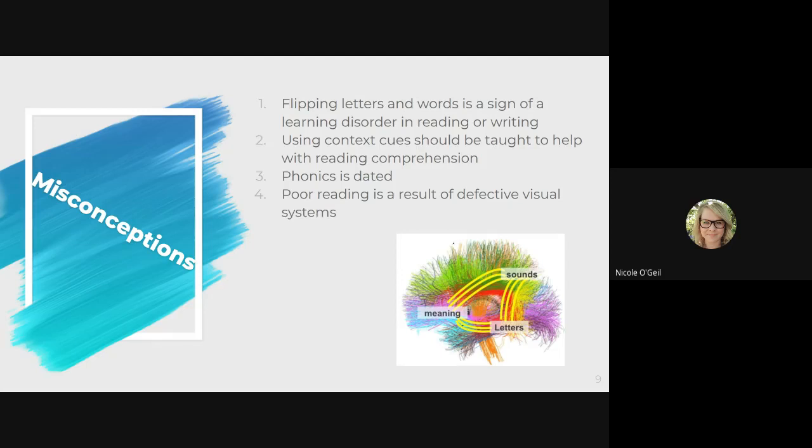So the first misconception is that flipping letters and words is a sign of a learning disorder in reading or writing, often referred to as mirror writing or reading. That can be writing a word backwards, writing letters backwards, having those letters flip around, writing from right to left instead of from left to right. So really, when we're looking at this mirror writing, there is a symmetry mechanism in the brain that helps us to recognize faces and objects regardless of their orientation.